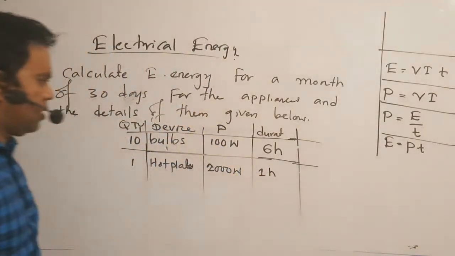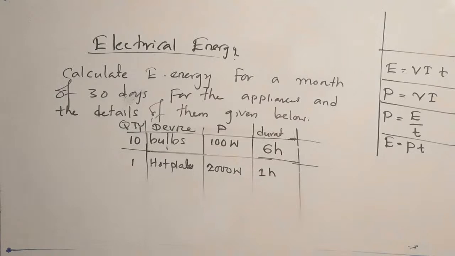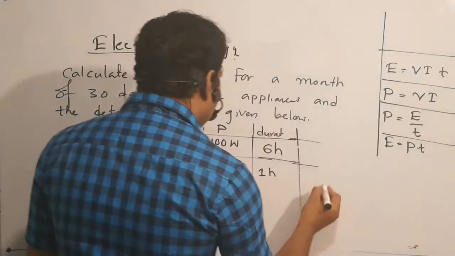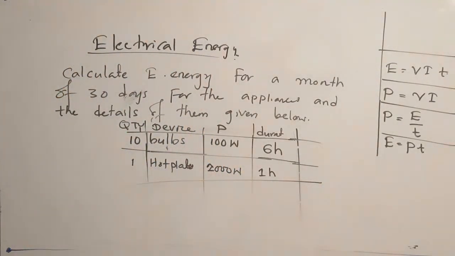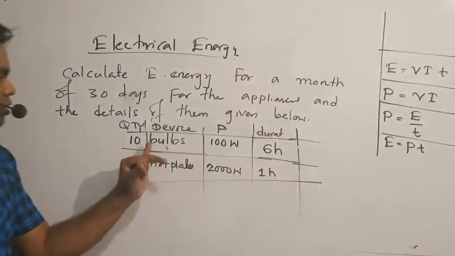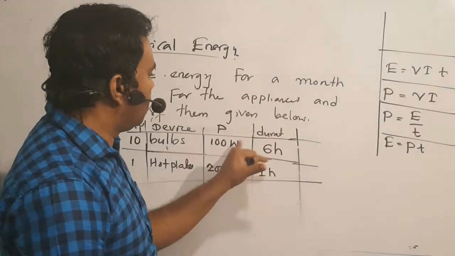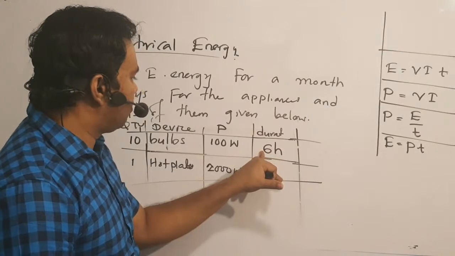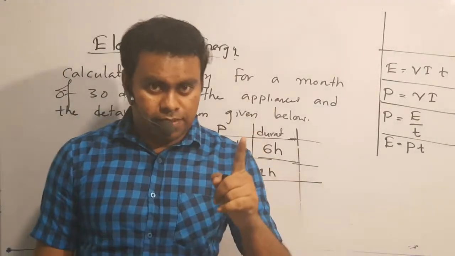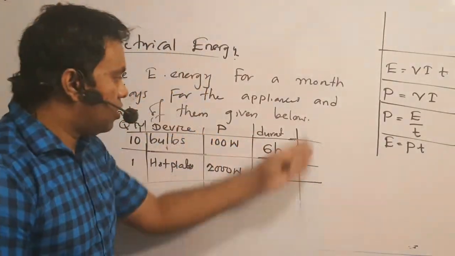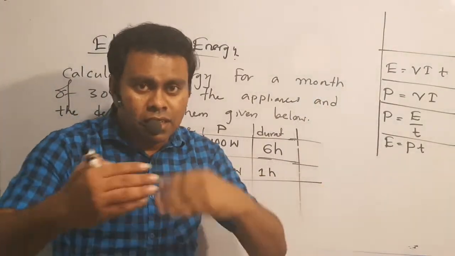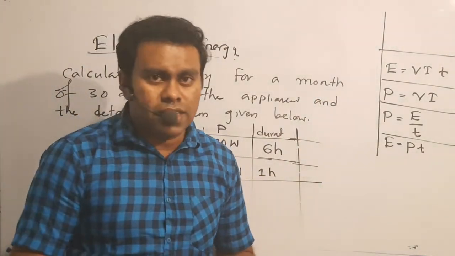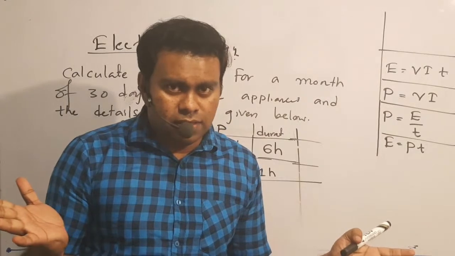Okay, two devices. If we take more, the calculation becomes complex. So this is the detail: 10 bulbs, 100 watt, duration 6 hours for a day. But we have to think that the consumption is calculated for 30 days.